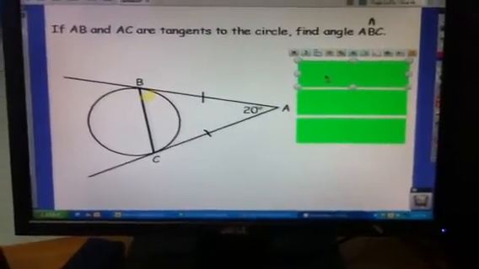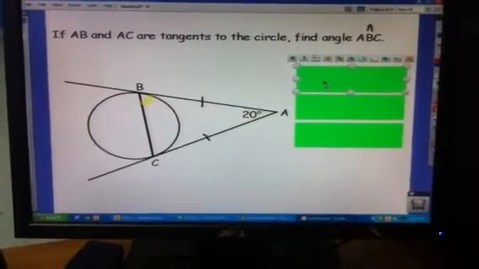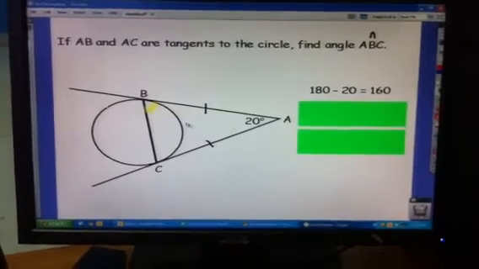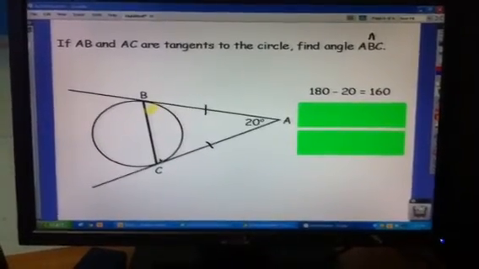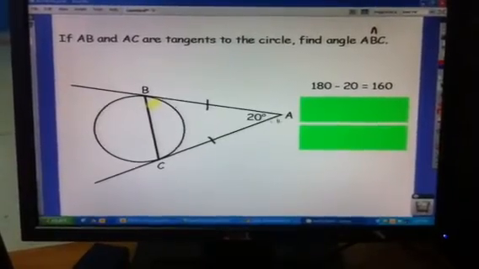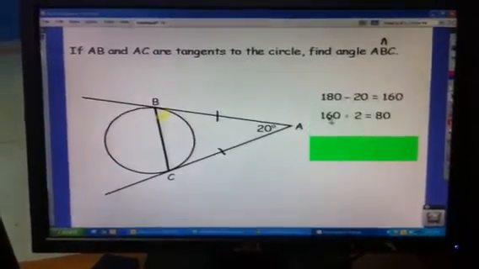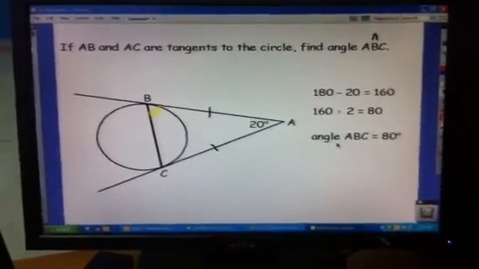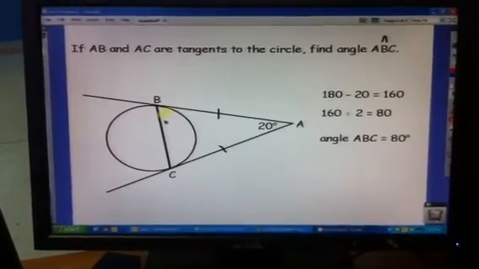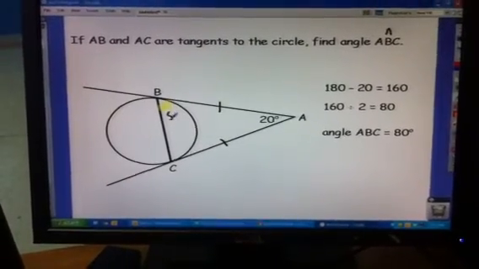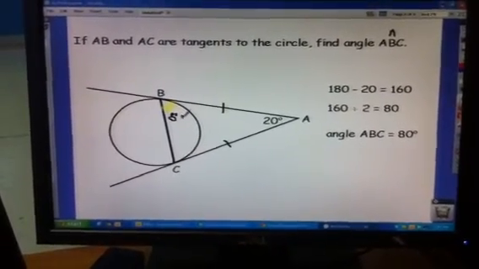So, again, it's a triangle. The angles have to add up to 180 degrees. 180 minus 20 gives me 160 degrees for the angle here and here. But if it's an isosceles triangle, they must be the same size. So 160 divided by 2 equals 80 degrees. So the angle I want, angle ABC here, is 80 degrees.